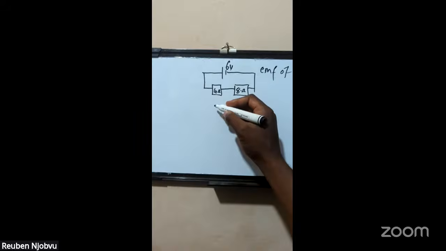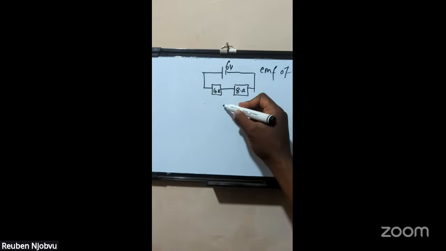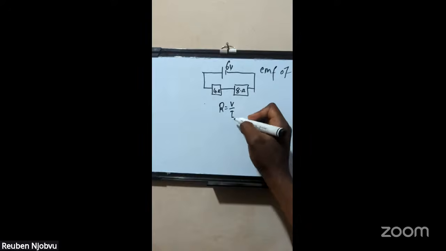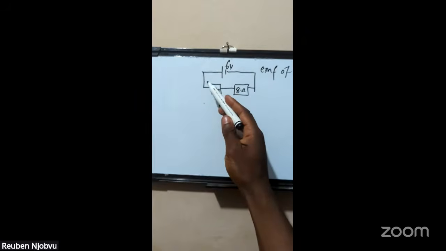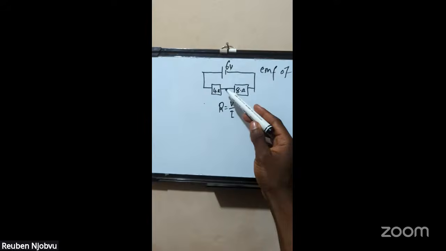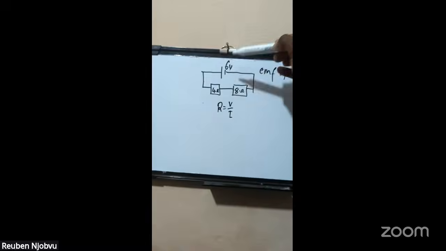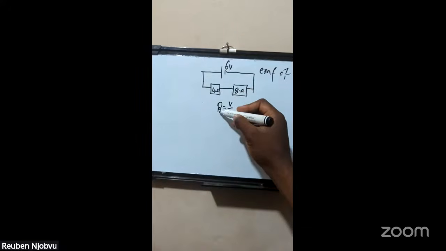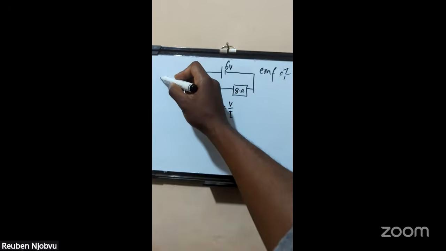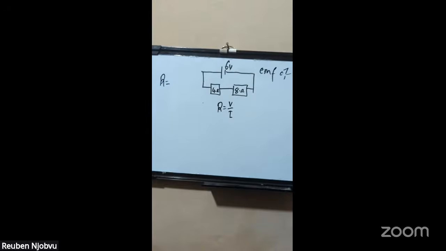To find the current, number one, you use the formula: total resistance is equal to total voltage over current. To find the total current, you must have the total resistance and the total voltage, which is 6 here, of course. So make sure you're active with your calculators. You have to find the total resistance. So how do you find the total resistance when they're in series?